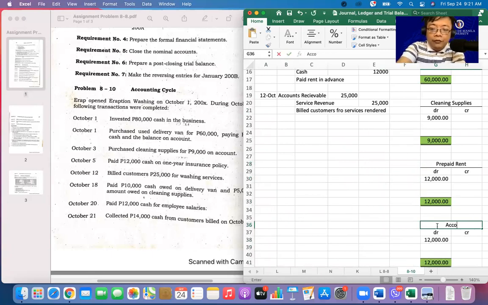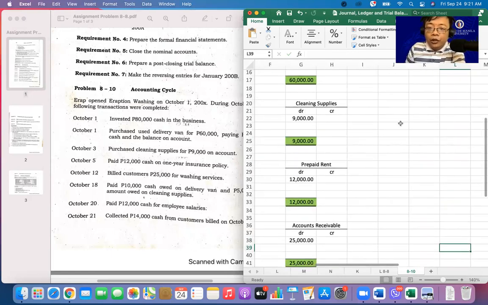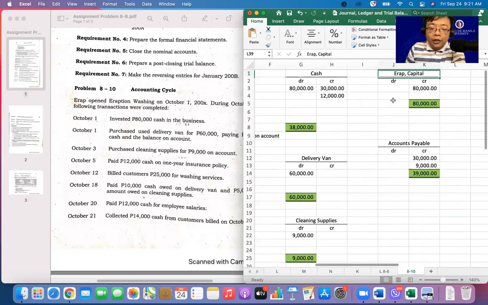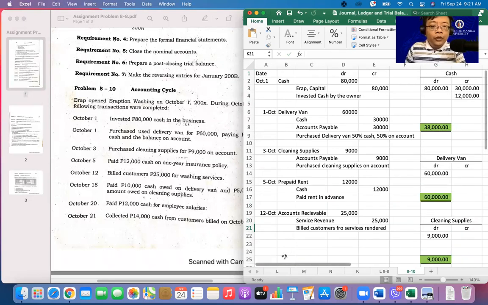So you have accounts receivable, worth 25,000. And also you have service revenue of 25,000. So you have also here service revenue of 25,000. All right. Yan, ha? Next, October 18.